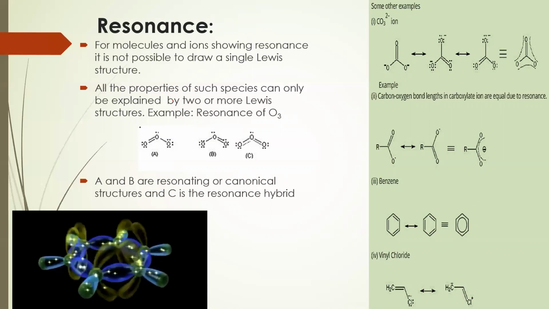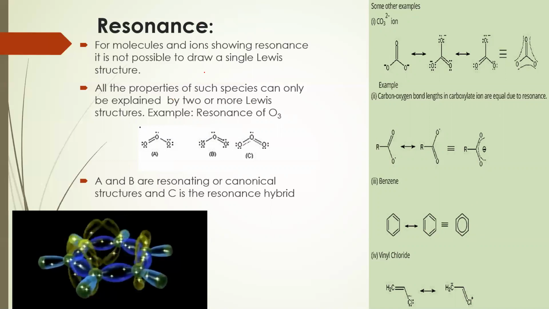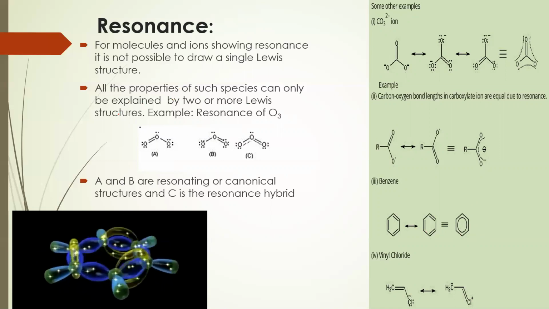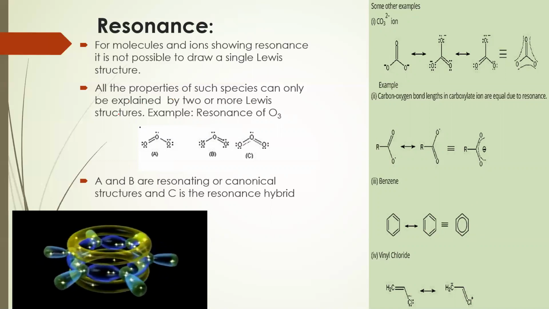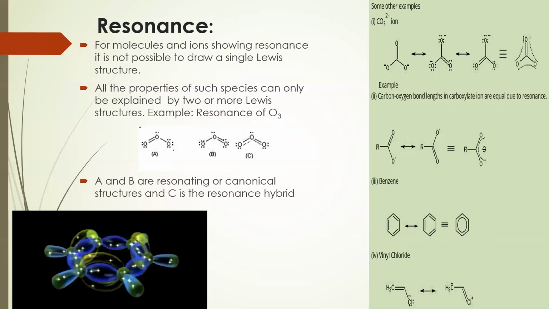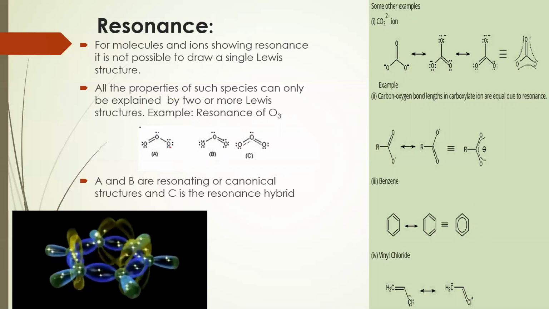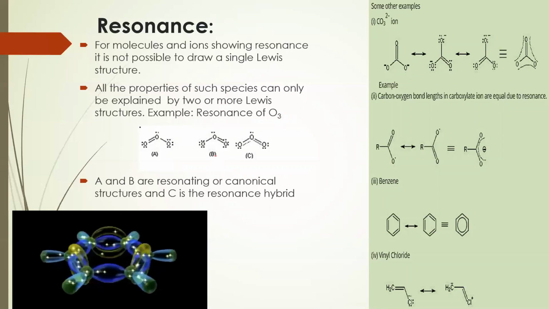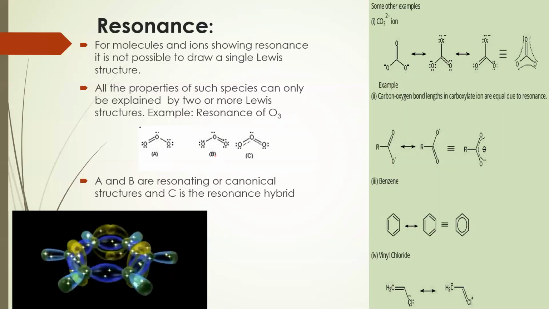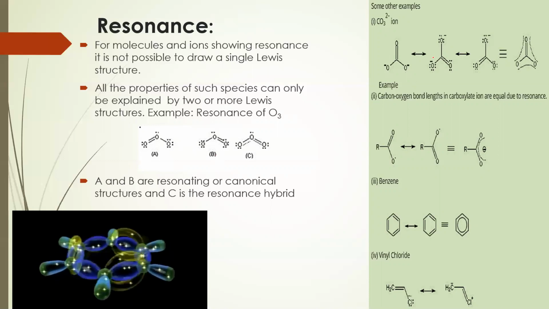For molecules and ions showing resonance, it is not possible to describe them with a single structure. All the properties of such species can only be explained by two or more Lewis structures. For example, here we have taken ozone. You can see how the interchange of the double bond took place. Hence, structures A and B are called resonating structures or canonical structures, and C is the resonance hybrid.